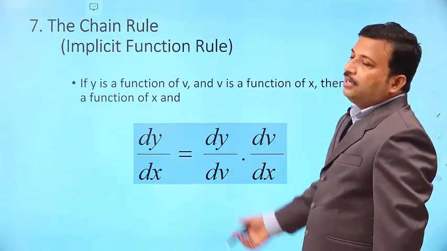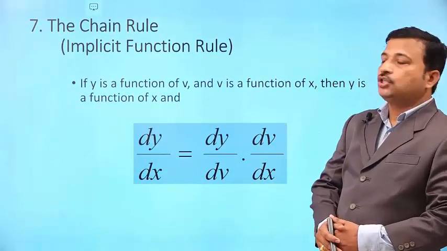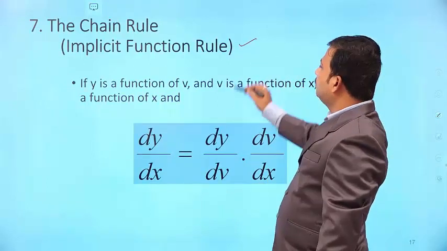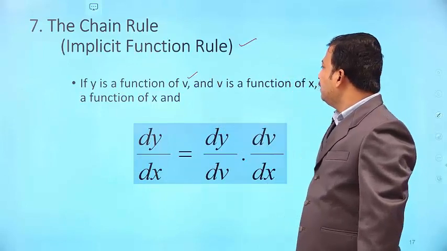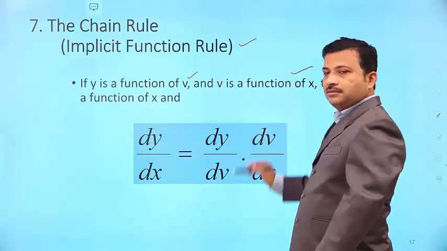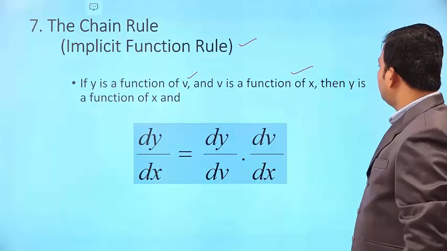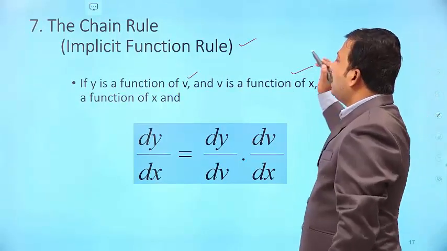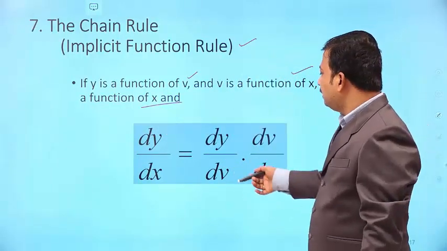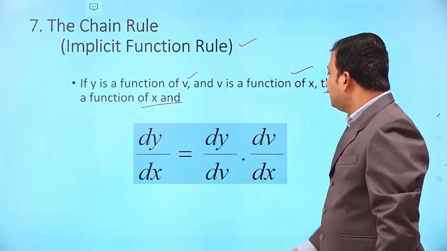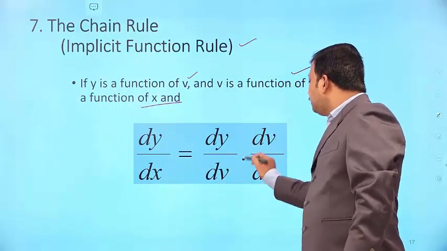So the chain rule. Chain rule, or we call it the implicit function rule. If y is a function of v and v is a function of x, then y is a function of x also. See, dy by dx equal to what happens then? dy by dv, because y is a function of v as well as v is a function of x.